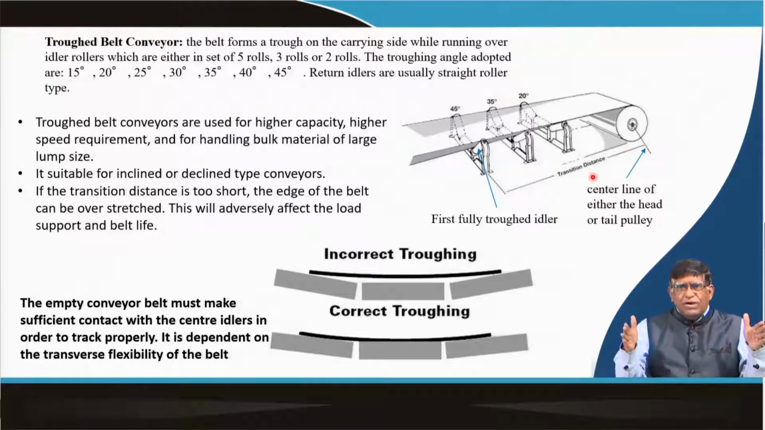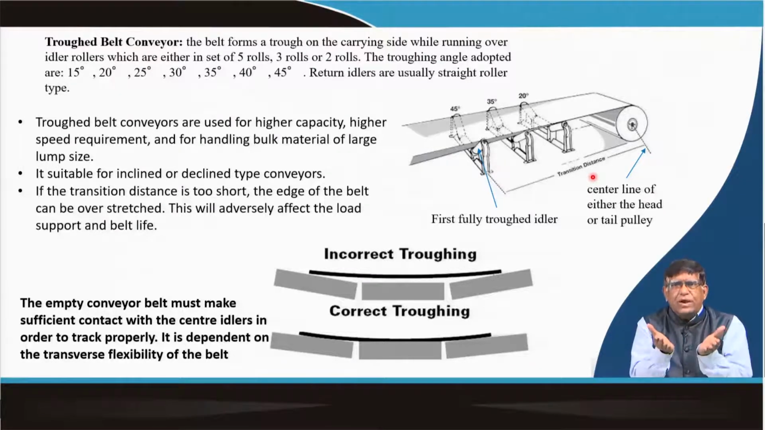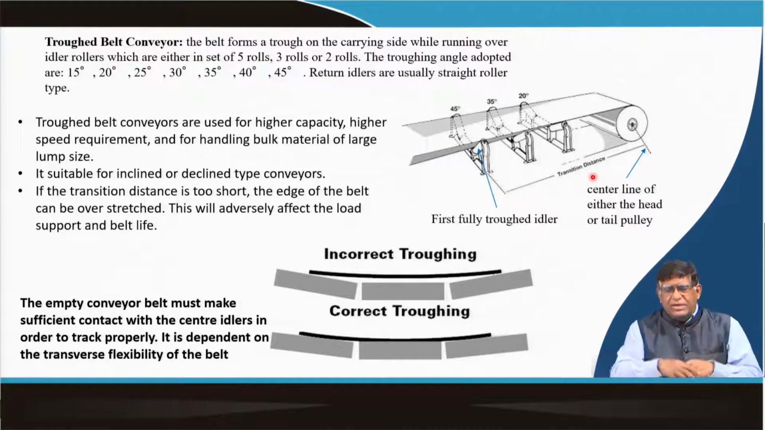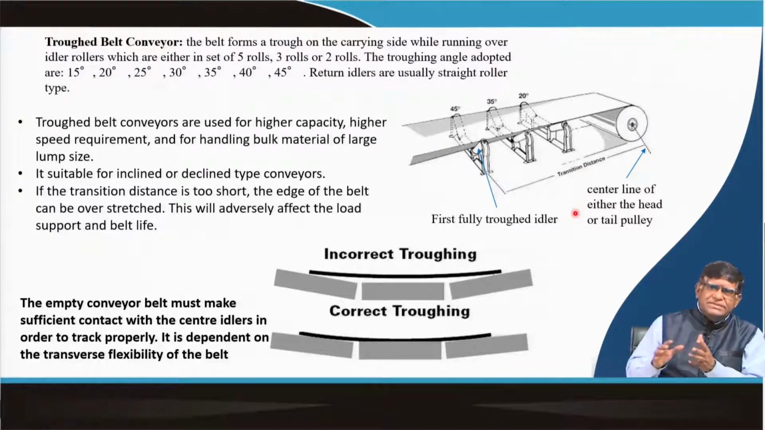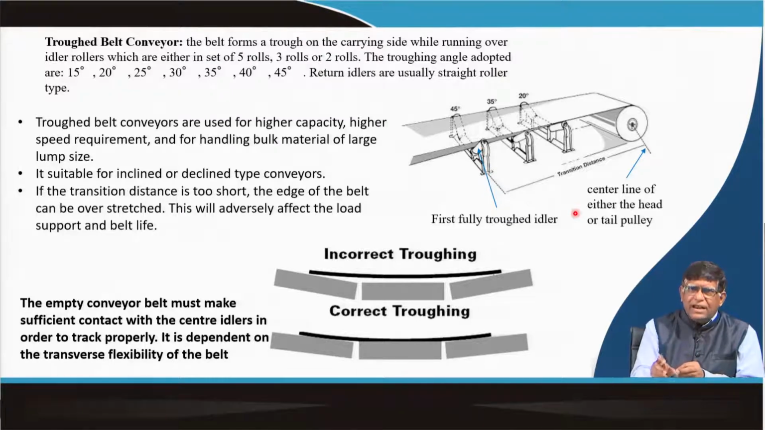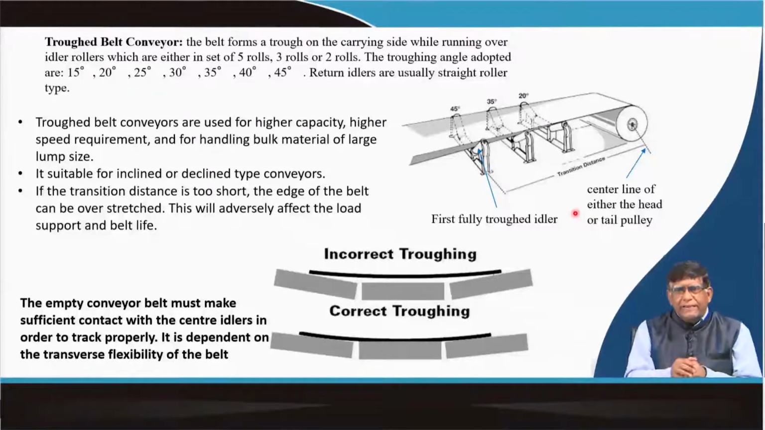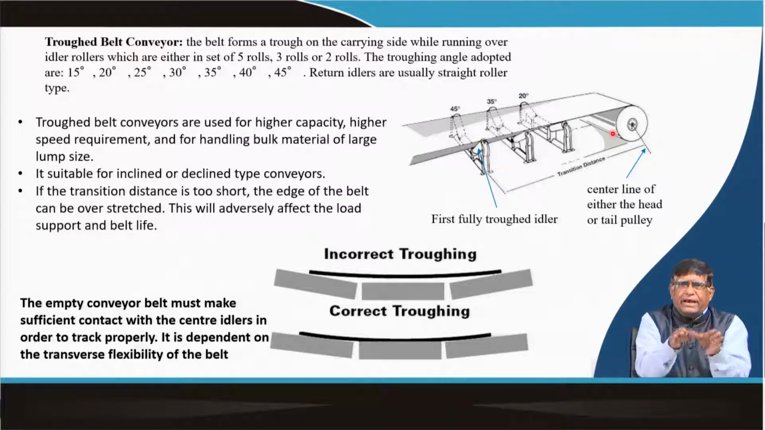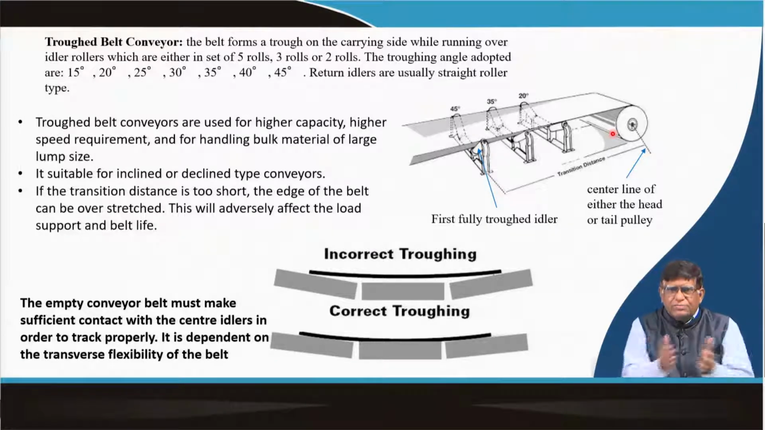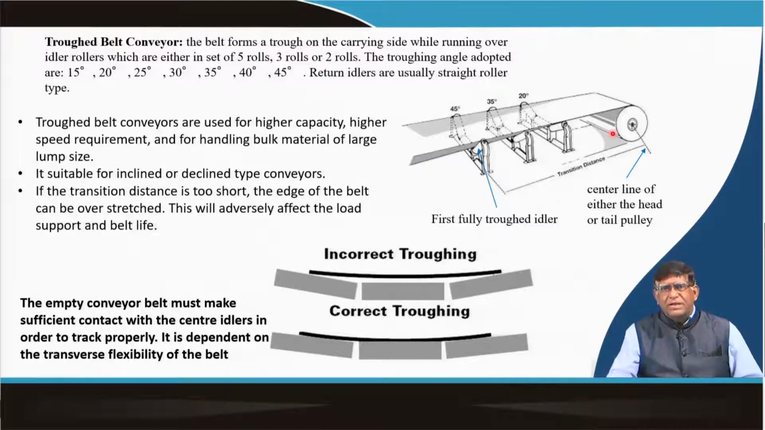That will depend on the width of the belt, how much trough you want to give, and how much load is coming. Depending on that, this distance is designed. So in conveyor belt design, a lot of things need to be taken care of, because if this is not done properly, the belt will get damaged quickly. If you make it 45 degrees too quickly, the transverse flexibility required will be so much that the belt may get damaged, or its inner strength will fail under fatigue very quickly.